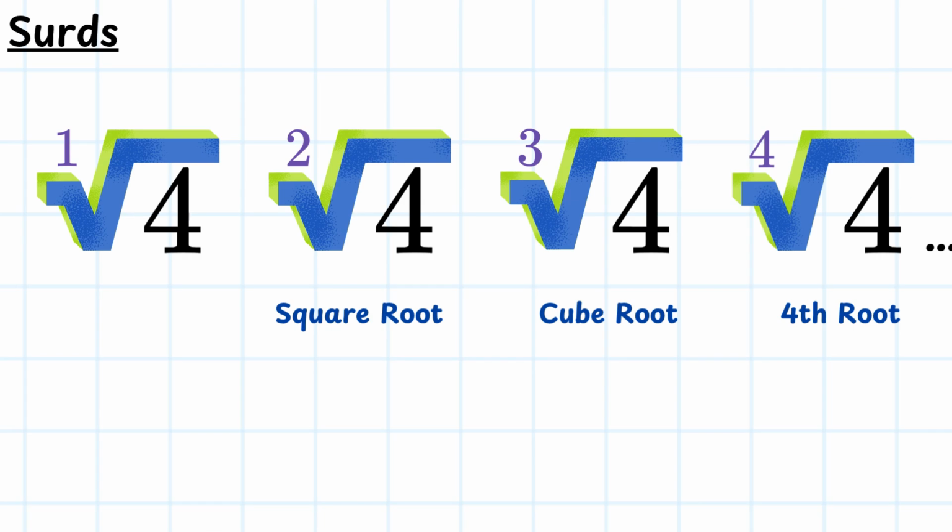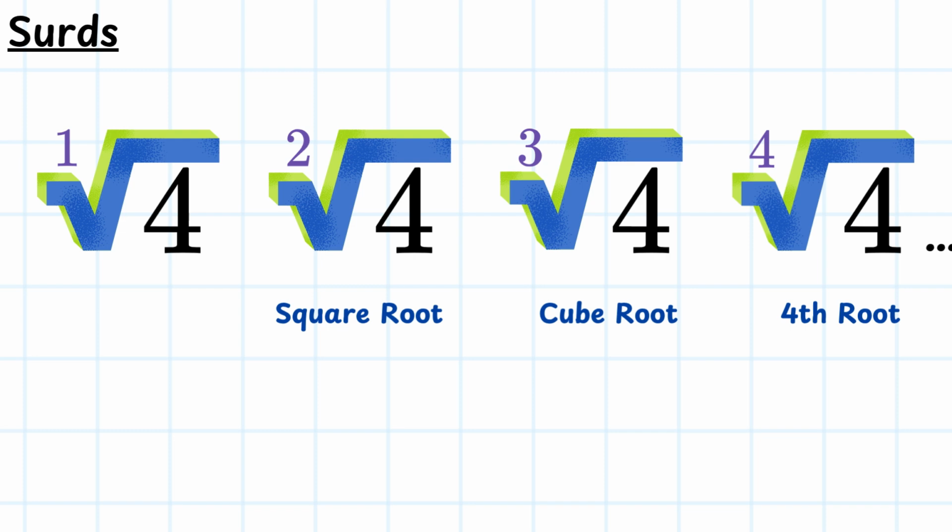In this video, we'll be exploring surds, those special irrational numbers expressed in radical form, such as square roots and cube roots. Now, what exactly are irrational numbers? These are numbers that cannot be written as fractions, meaning they go on forever without repeating. Surds help us represent these numbers neatly using the radical symbol.